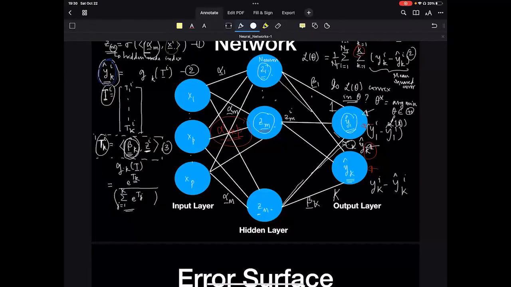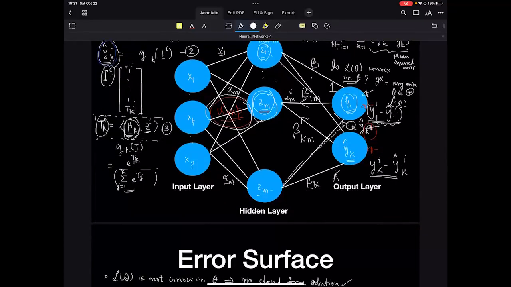So what I'm doing here is taking this error and back propagating it to the mth node. When I do that back propagation, I have beta 1m all the way to beta capital K m. So I take the error at the output node and back propagate that error to find the gradient of the loss at this particular node. I will repeat what I'm saying.